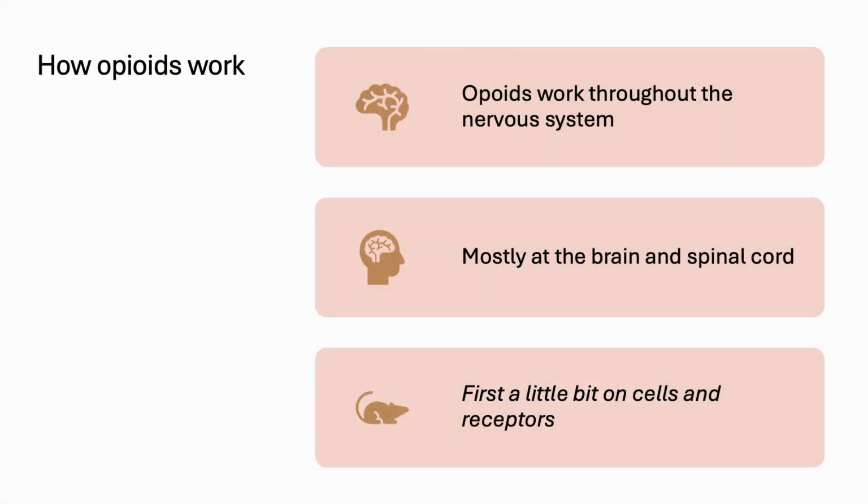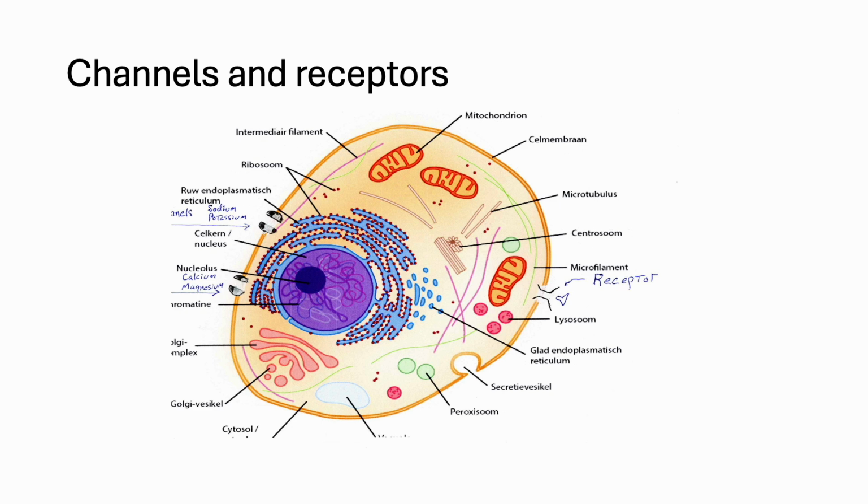Let's talk about how opioids work. They work throughout the nervous system, mostly at the brain and the spinal cord. But first, we'll take a little detour and talk about cells and receptors. This is a diagram of a typical cell. You might wonder why I picked a diagram where the legend is in Dutch. Well, that's a fair question. The answer is because the details don't matter a whole lot for our discussion.